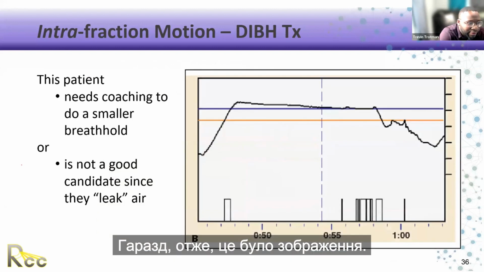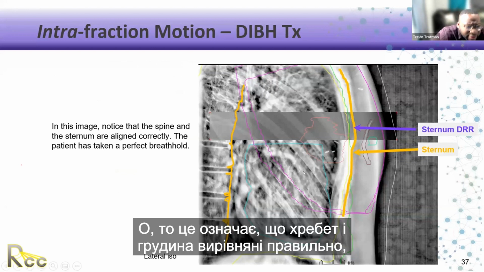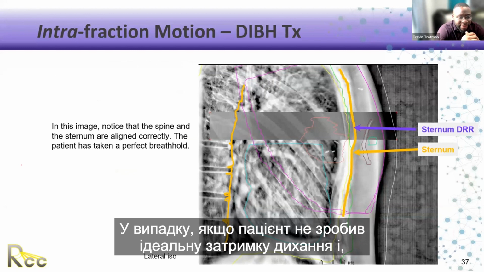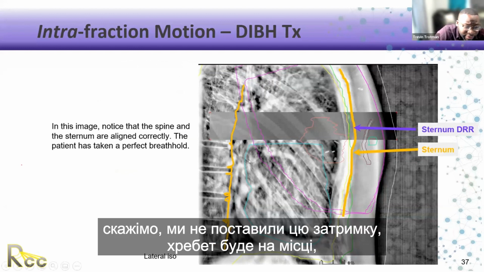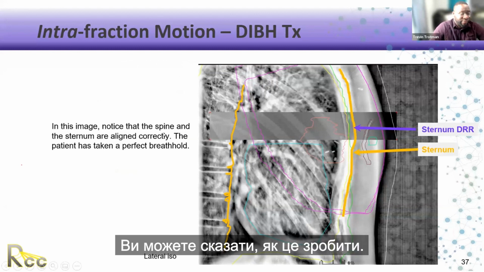So this was an image. In this image, you can notice that the spine and the sternum are aligned correctly. The patient's taking a perfect breath hold. In the event the patient did not take a perfect breath hold, and let's say we didn't put that delay on, the spine would be on, but the sternum would not match. Probably, this would have been way off. You can tell.